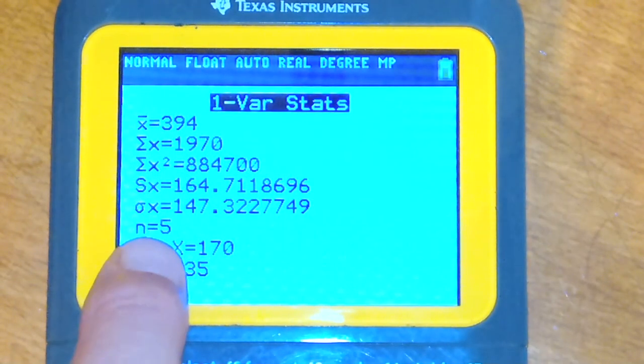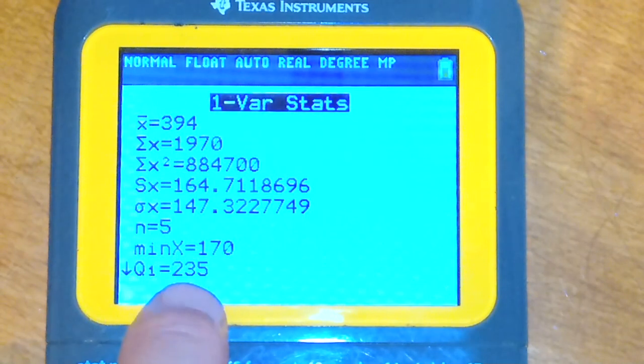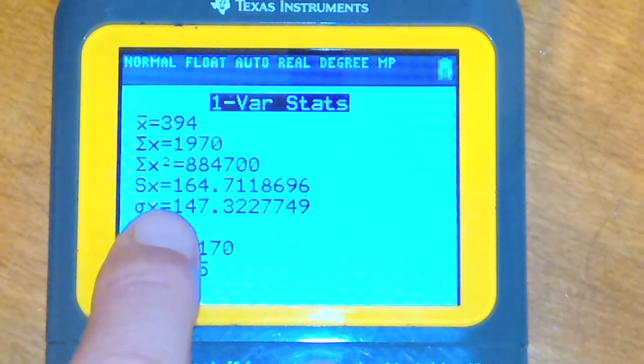Here you see you have 5 items. And then this is getting down into the box and whisker information. But you see that the calculator does do this.